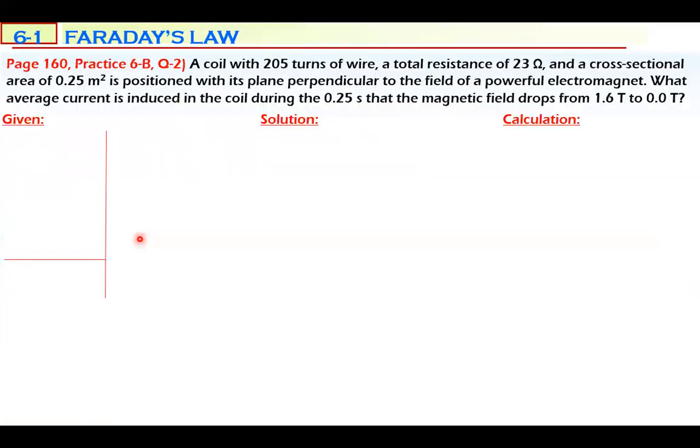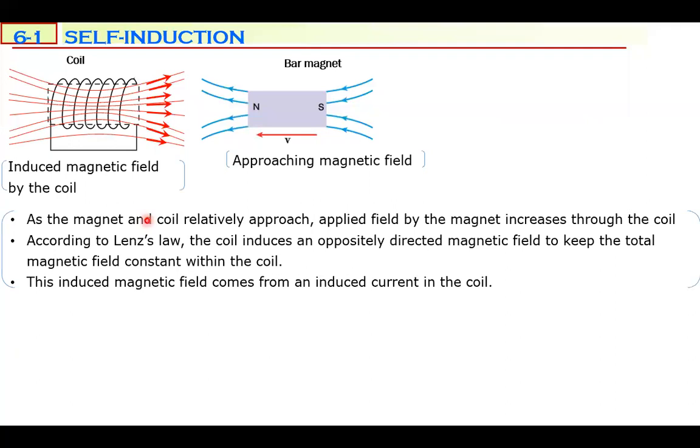Next title is the self-induction. But before studying the self-induction, I'm going to remind you what electromagnetic induction is, and then we are going to apply the self-induction after that. So remember electromagnetic induction, there was a coil, and then a bar magnet and a coil were relatively approaching or moving away, and then there will be an induced magnetic field on this coil.